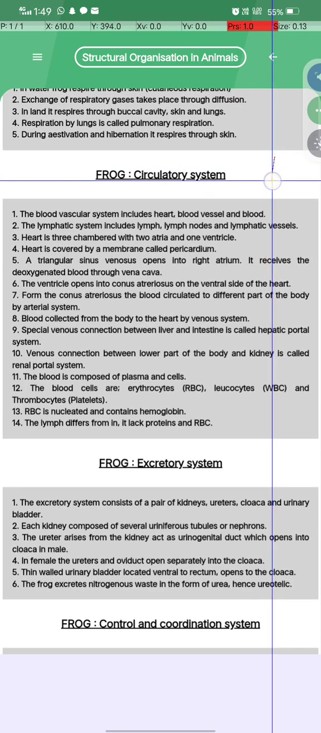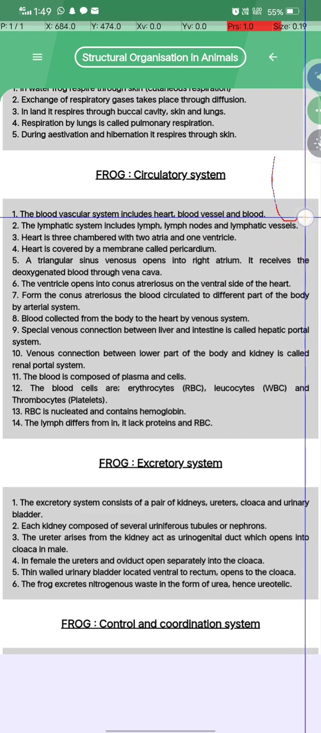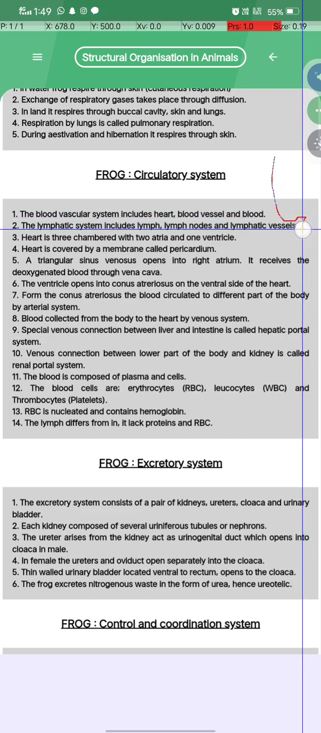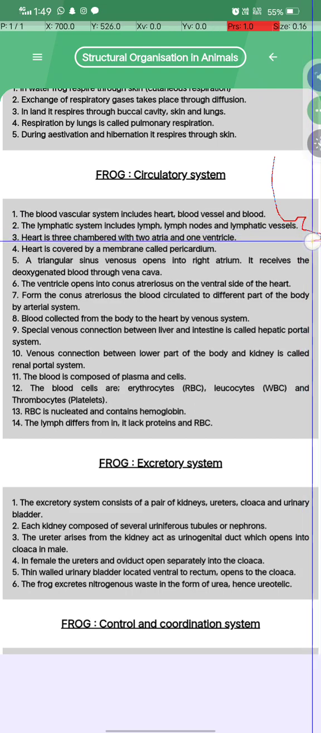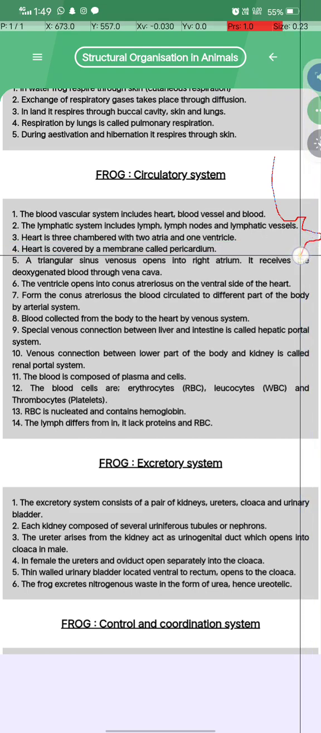Frog circulatory system. The blood vascular system includes the heart, blood vessels and blood. The lymphatic system includes the lymph, lymph nodes and lymphatic vessels. The heart is three chambered, with two atria and one ventricle. The heart is covered by a membrane called the pericardium.